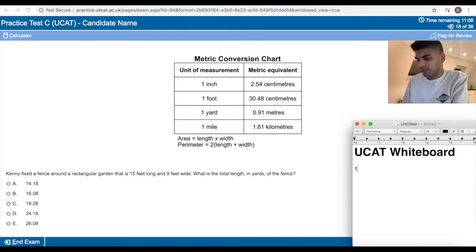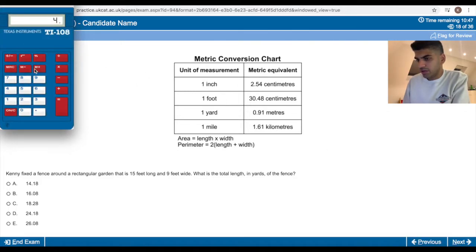So Kenny fixed a fence around a rectangular garden, 15 feet times 9 feet. What's the total length in yards? So it's length, not area, so we don't have to worry about squared units. Normally it's 30 feet plus 18 feet, so that's 48 feet. What's 48 feet in yards? Let's convert into centimetres: 48 times 30.5. I'll just estimate that. Then divide by 100 to get into metres, and then to work out how many yards, you divide by 0.91.